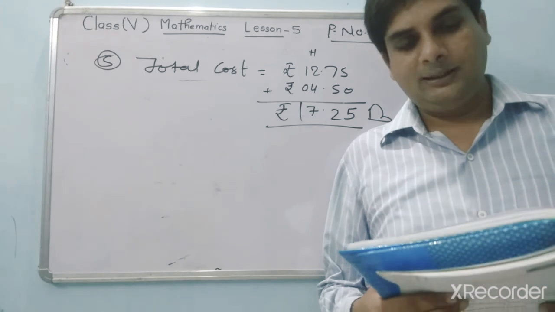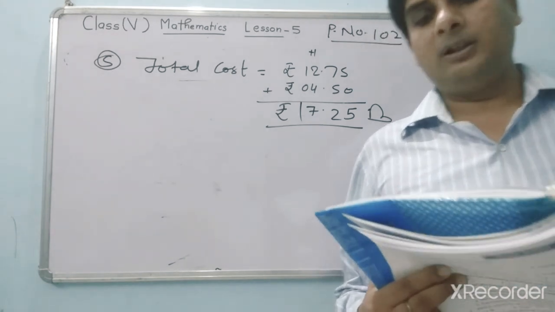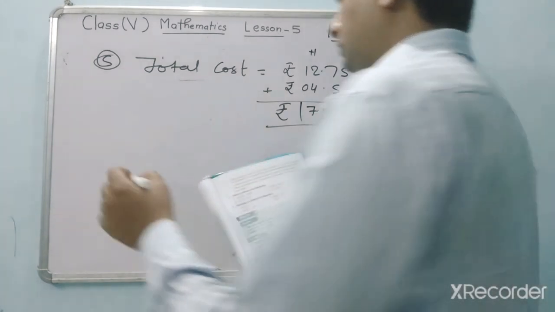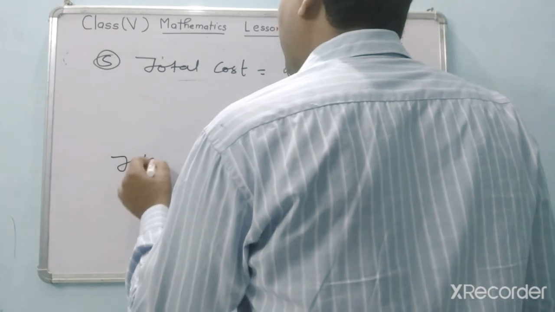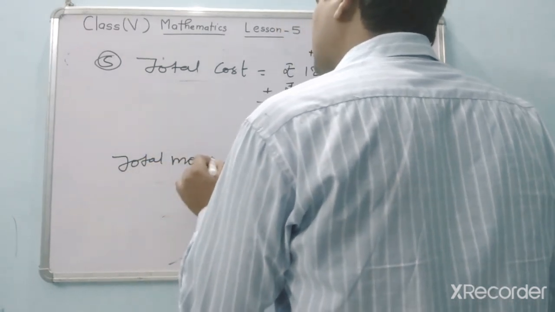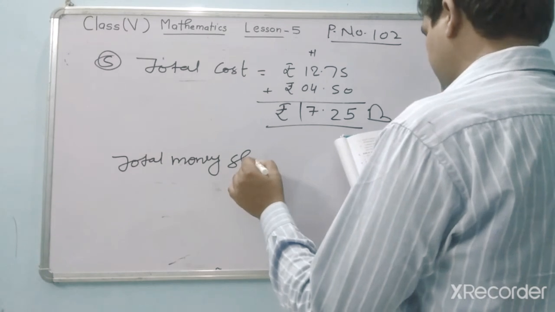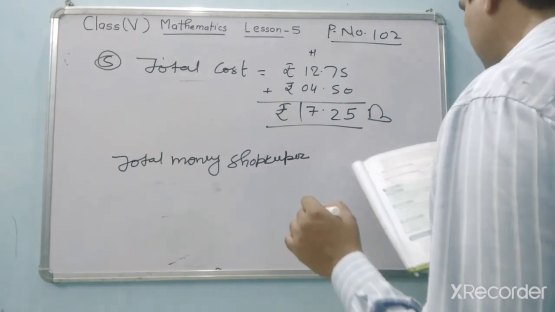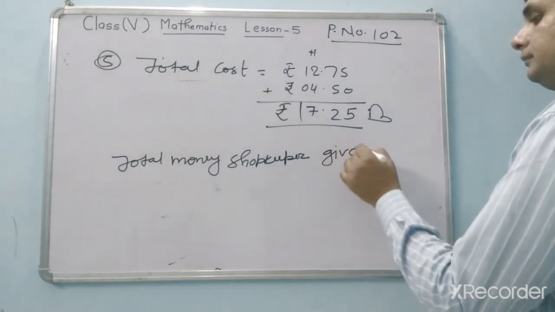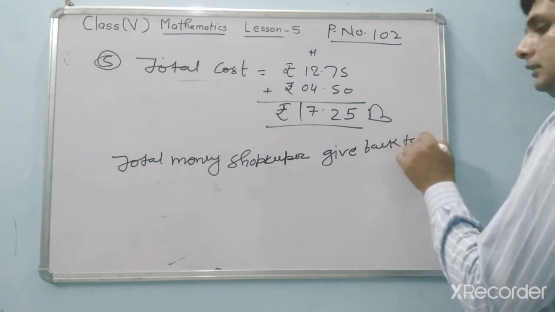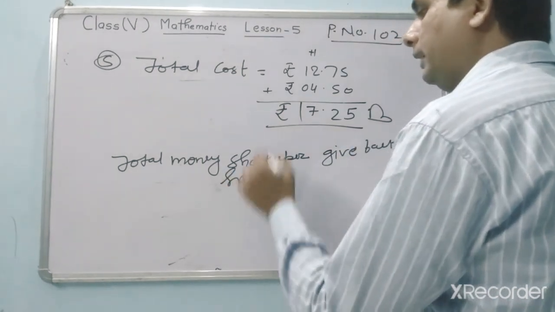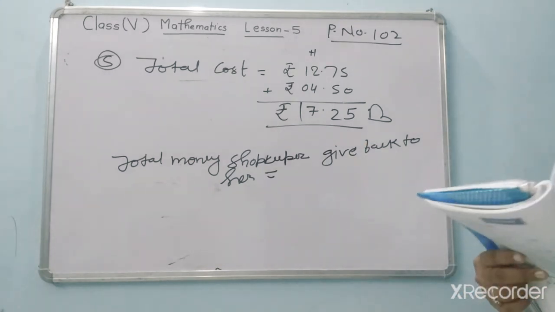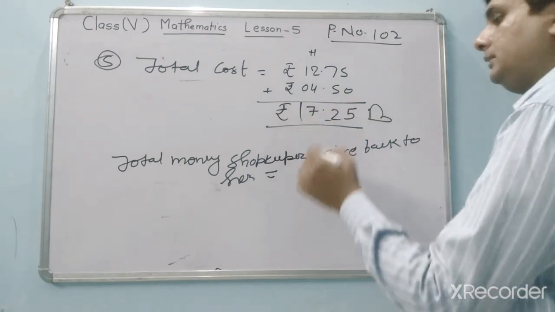Now what is asking? They are giving 20 rupees to the shopkeeper. How much money did the shopkeeper give back to her? So write: total money shopkeeper give back to her. Okay, total money shopkeeper give back to her. How much? You can see, so 20. Subtract this from the total money.